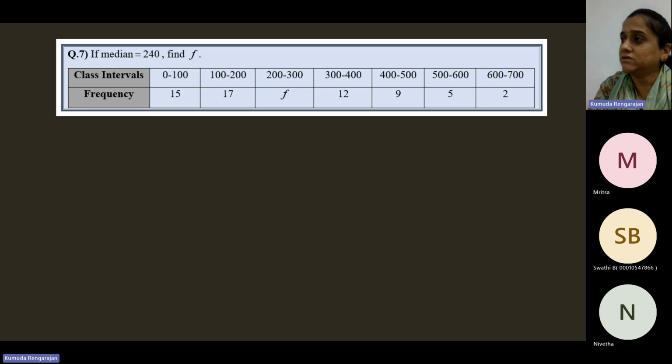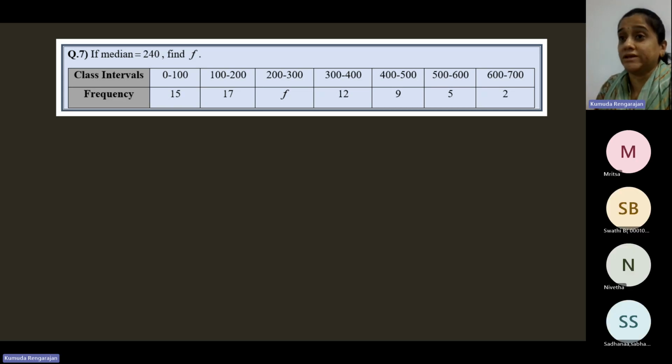Now we need to find F. When the value of median is given, you can directly identify the median class interval. Because what's the median? 240. In which class interval does this value 240 lie? 200 to 300. So 200 to 300 is the median class interval. You don't have to use n by 2 and all that, because here we don't know the total of the frequency column.